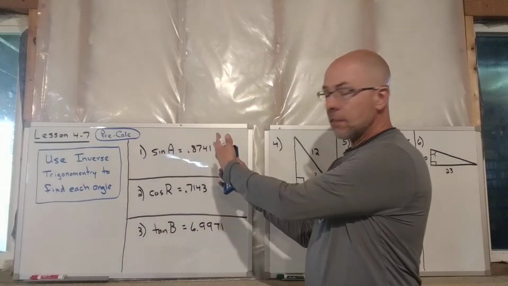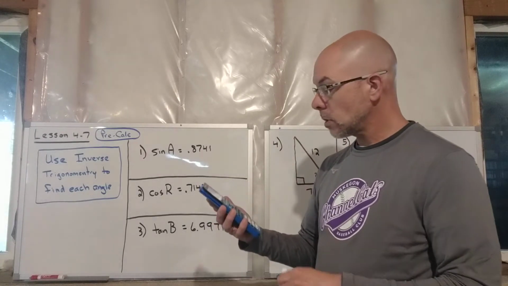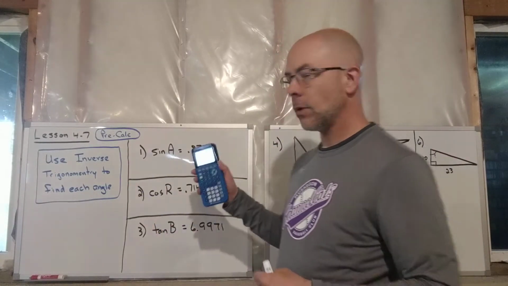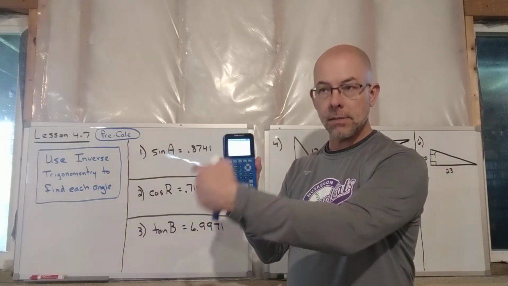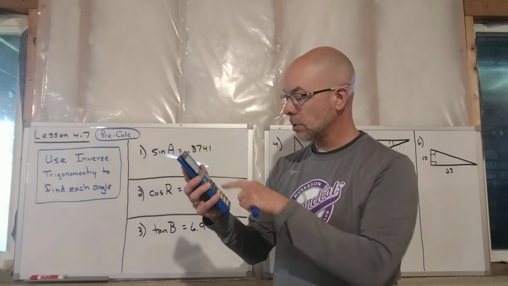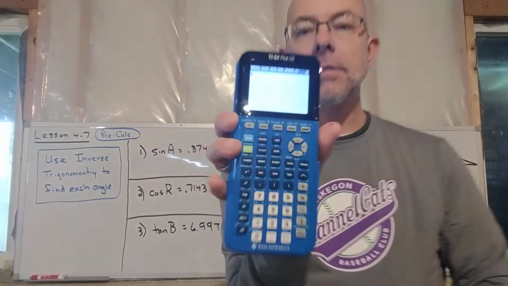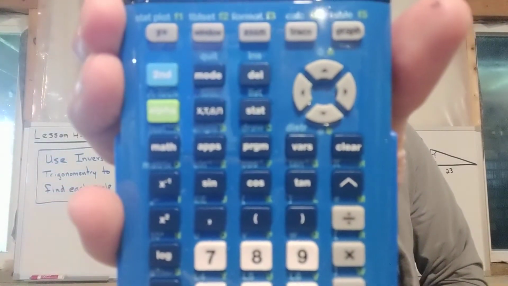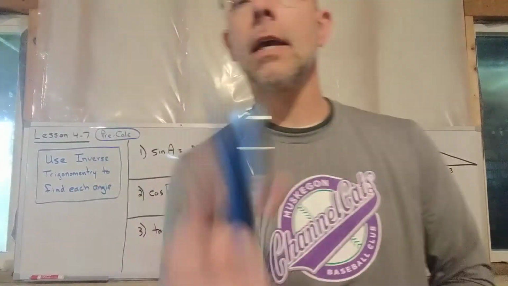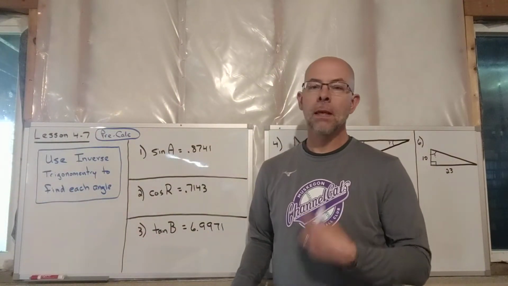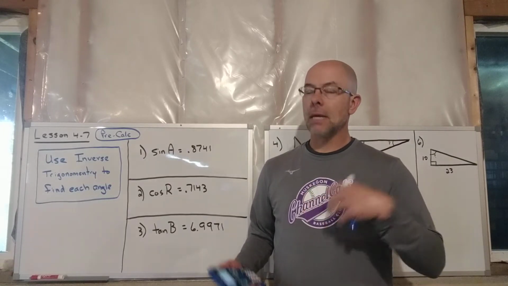Because when you do inverse, you want it to spit out the angle in degrees. So every time we do inverse sine, cosine, or tangent, we're going to hit second sine, second cosine. You'll see the things above the sine, cosine, tangent buttons that say sine to the -1, cosine to the -1, tangent to the -1. That's terrible notation in my opinion, but it means inverse.